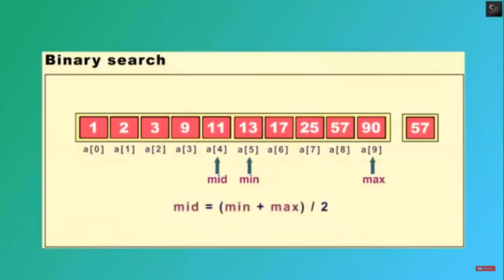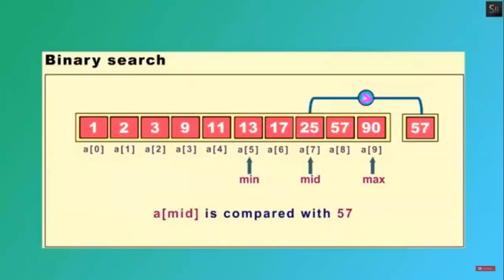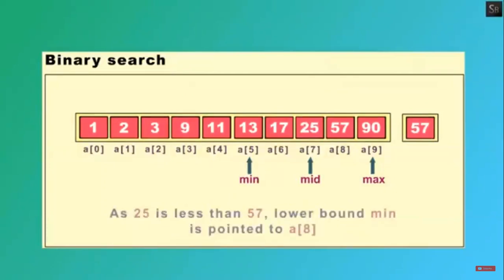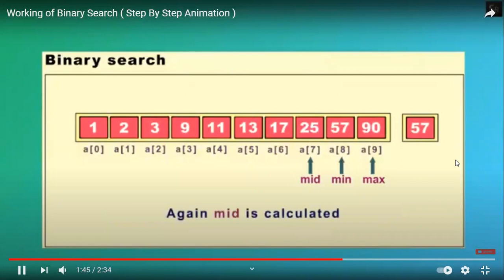Minimum is the fifth location. Then again find the mid, where mid equals (minimum 5 plus maximum 9) by 2, which is 7. That is the middle value. Then compare: 25 equal to 57? No. Is 57 greater than 25? Yes, then min equals mid plus 1. Then this is the minimum and that is the maximum.